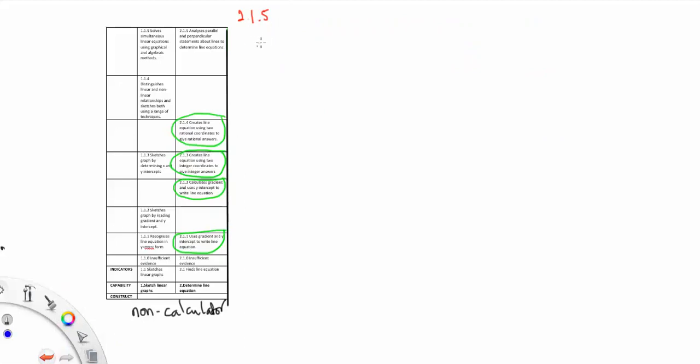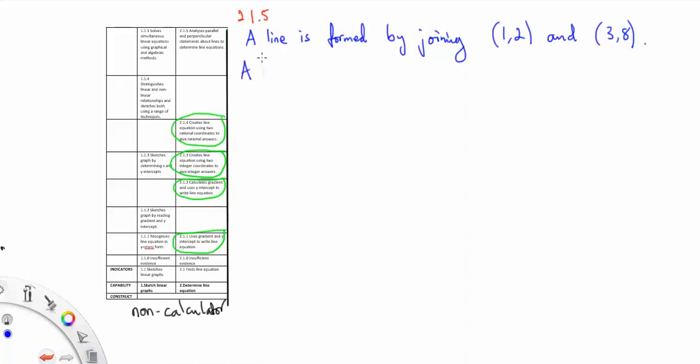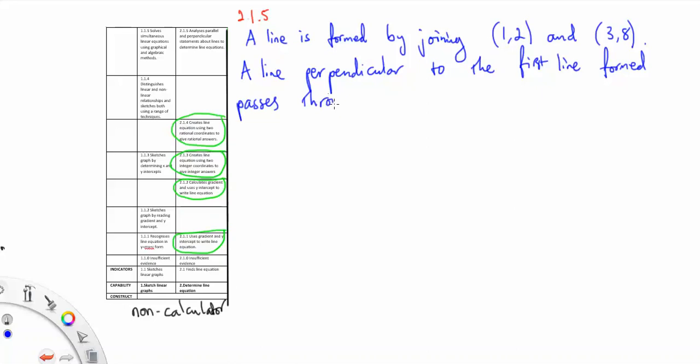I might say a line is formed by joining 1, 2 and 3, 8. A line perpendicular to the first line formed passes through 0, 3/4. Find the second line equation.